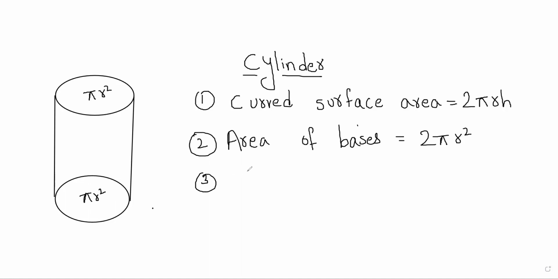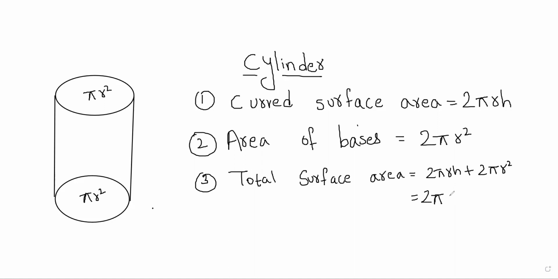Now we are going to add all these three surfaces and find the total surface area. So total surface area is, when we add the above two formulas, that is 2 pi r h plus 2 pi r square. We can take 2 as the common factor, we can take pi as the common factor, r is the common factor. What remains inside is h plus r. So this formula can also be written as 2 pi r in bracket r plus h, which is the total surface area of a cylinder.